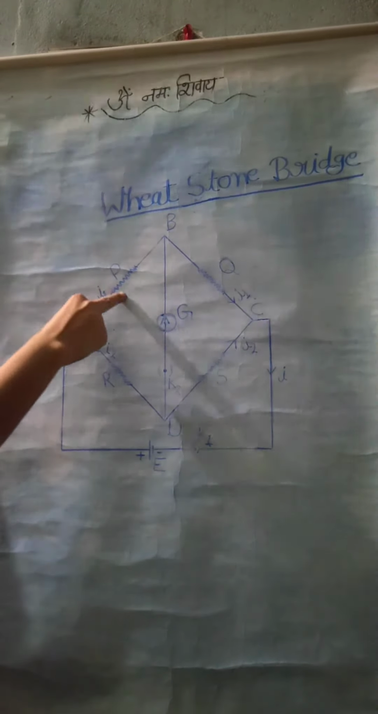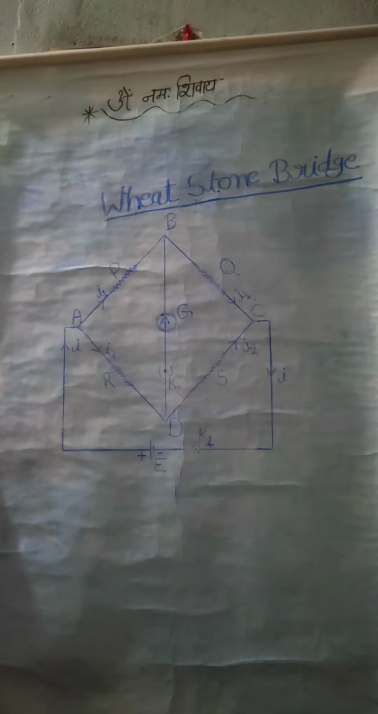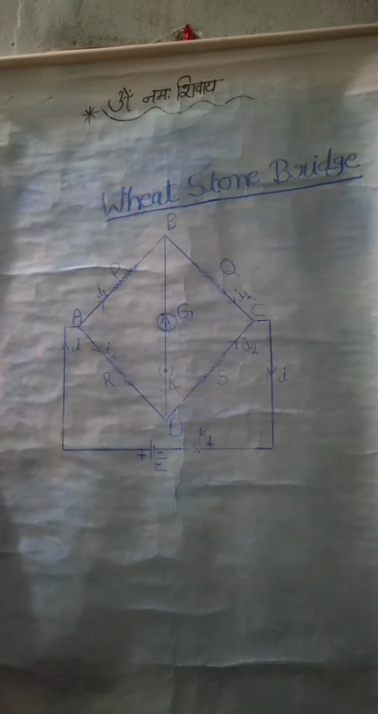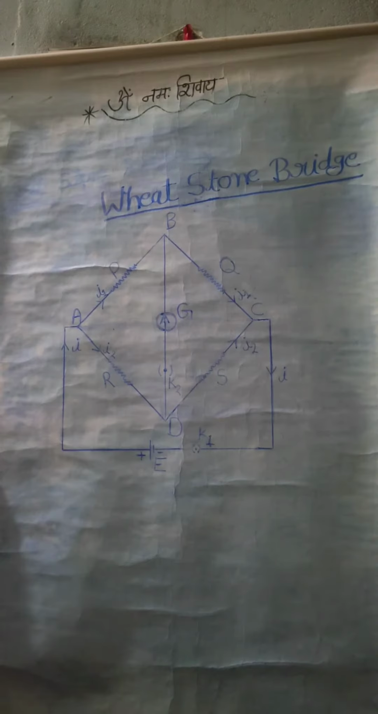Here resistance P and Q are known resistance. Resistance R is variable resistance. Variable resistance means the value of R can vary. It can increase, also it can decrease. And S is unknown resistance. And we want to find the value of resistance S by using the concept of Wheatstone bridge.